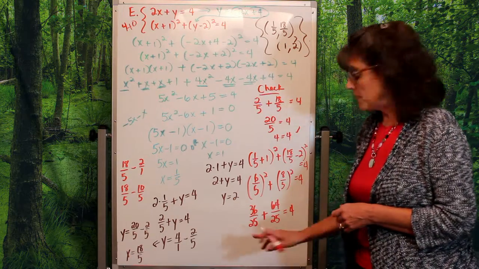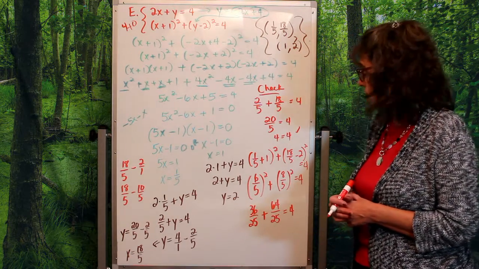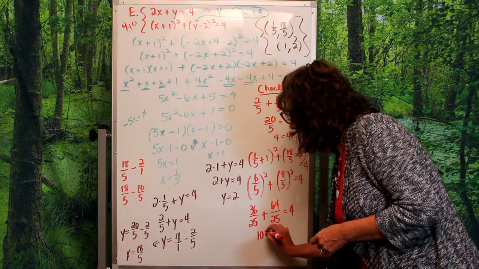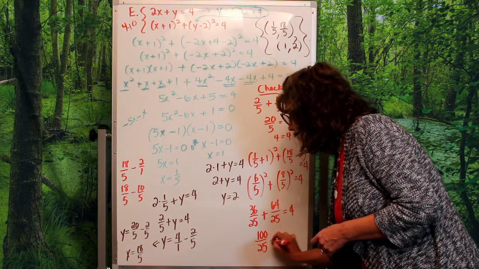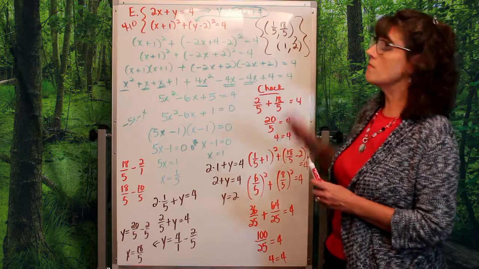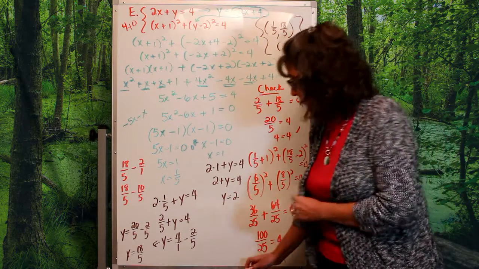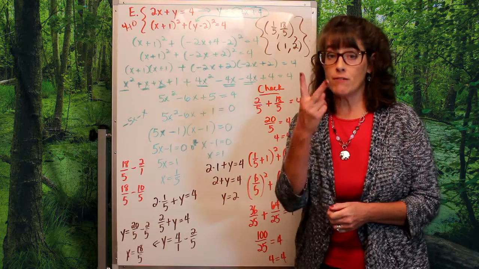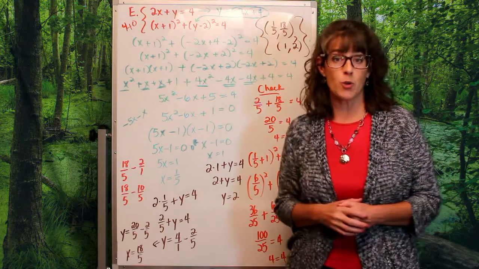Now I get to add them up. They do have common denominators, so I'm going to add the numerators. 36 and 64 is 100. And what's 100 divided by 25? Yep, it's 4. So I know that this is, in fact, the correct solution to both of them. So the solution to the system, I have 2. Both of these work in both equations.